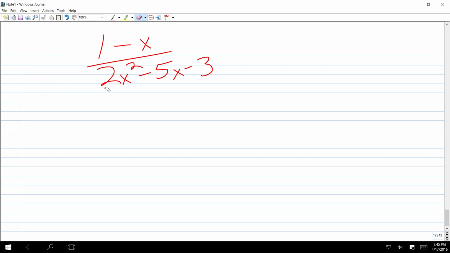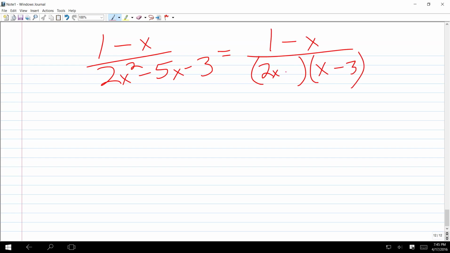So if we factor the bottom, which is going to tell us where our vertical asymptotes are, it's going to have to be minus 3 plus 1. And that gives us a middle term of minus 5x. So, where are my vertical asymptotes?